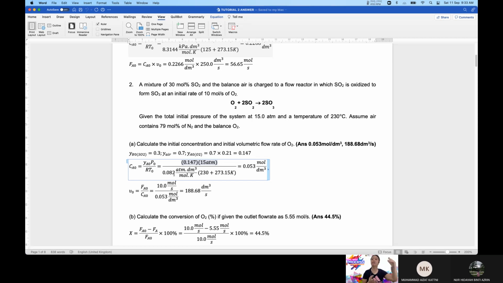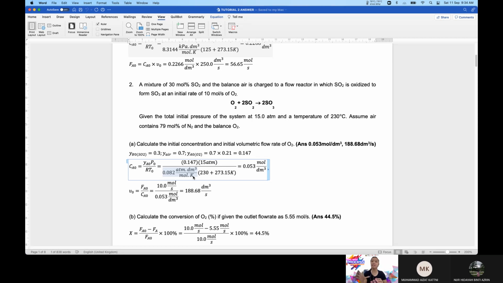So what do I do? I look back at the values of R and see which one suits my pressure value. So I will use 0.082, because the unit of this R is atm dm cube per mole Kelvin. With this value of R, my atm cancels, done. So I save one step also.